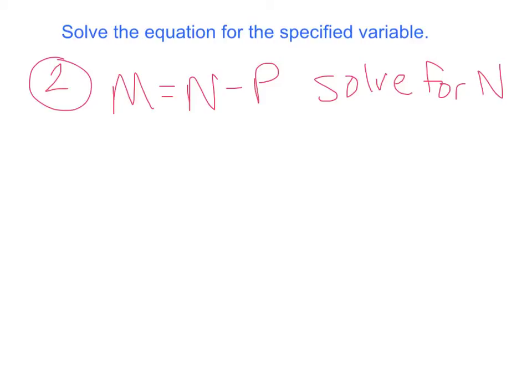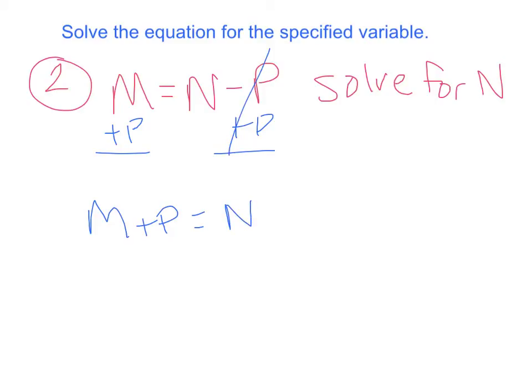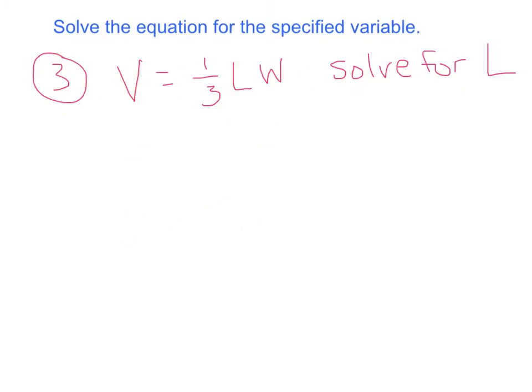This one says m equals n minus p, and we want to solve for n. So we're trying to get n by itself. If you look at the n, it's with the minus p. So to move that to the other side, the opposite of subtraction is addition. So we need to add the p to the other side. If we do that, we get m plus p equals, the p's are gone, you're left with n. Again, we have n by itself, and that's what they asked for. So we're finished.